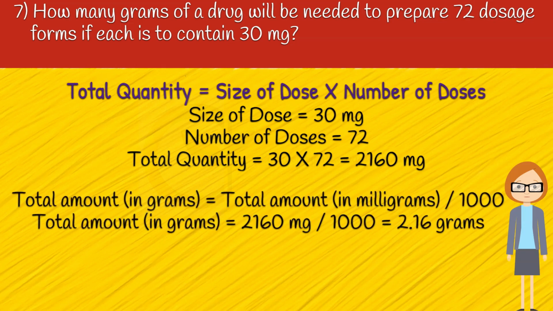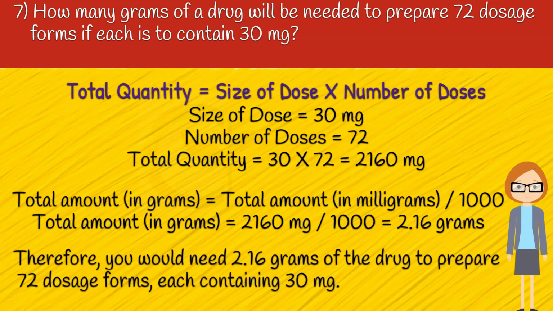Then, convert the total amount from milligrams to grams. Total amount in grams is equal to total amount in milligrams divided by 1,000. Let's perform the calculation. Therefore, you would need 2.16 grams of the drug to prepare 72 dosage forms, each containing 30 milligrams.